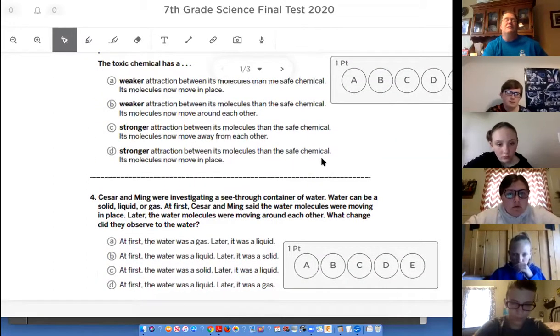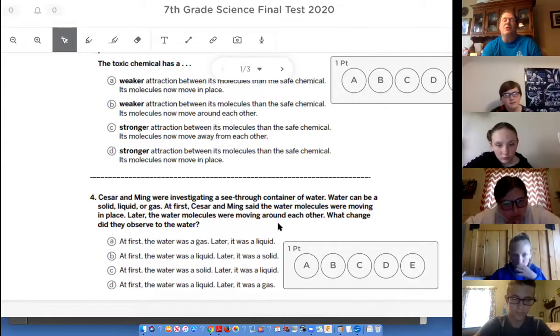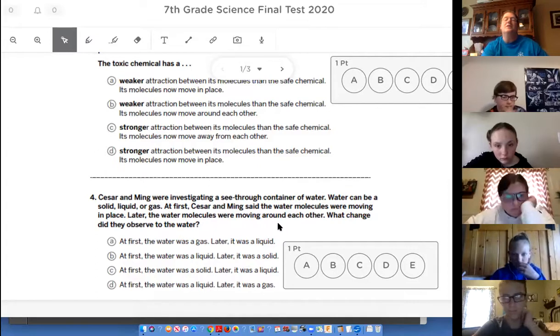Number four, Caesar and Ming were investigating a see-through container of water. Water can be a solid, liquid, or gas. At first, Caesar and Ming said the water molecules were moving in place. Later, the water molecules were moving around each other. What change did they observe?